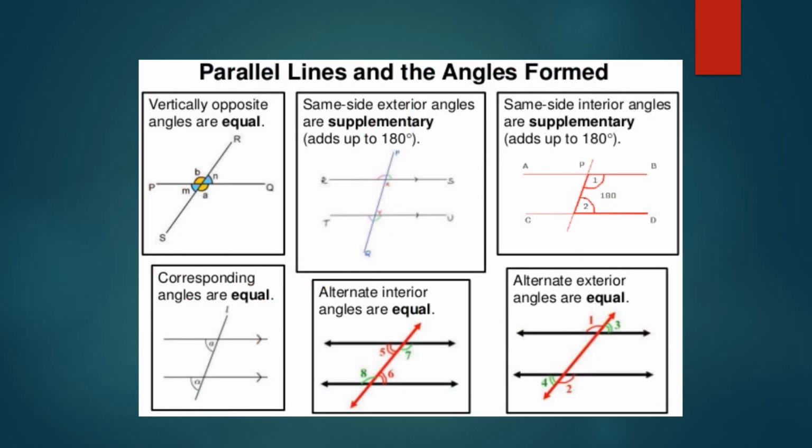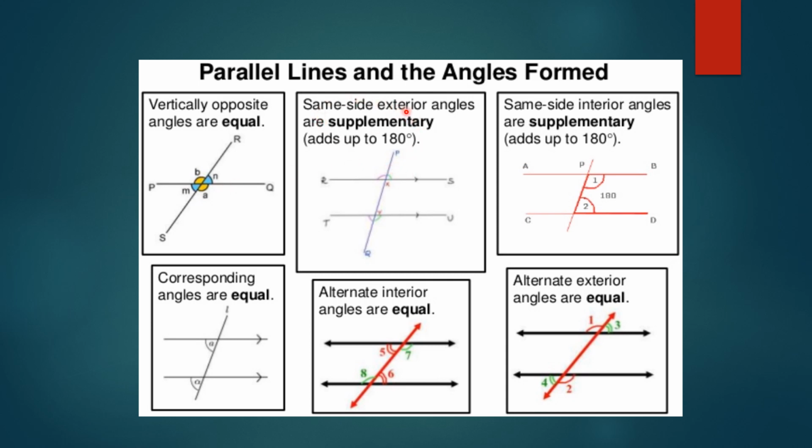Now let's talk about vertically opposite angles, which are equal. So whenever we have two intersecting lines like PQ and RS, these are the two intersecting lines. So you can see the vertically opposite angles here, angle M and angle N. They are vertically opposite angles sharing the common vertex. So similarly, angle A will be equal to angle B. They are also vertically opposite angles.